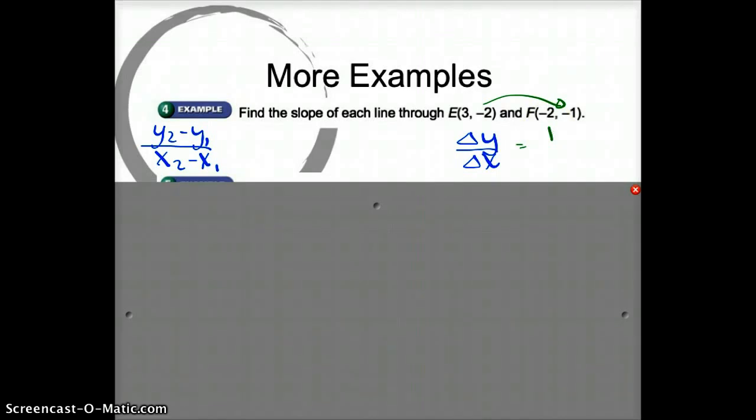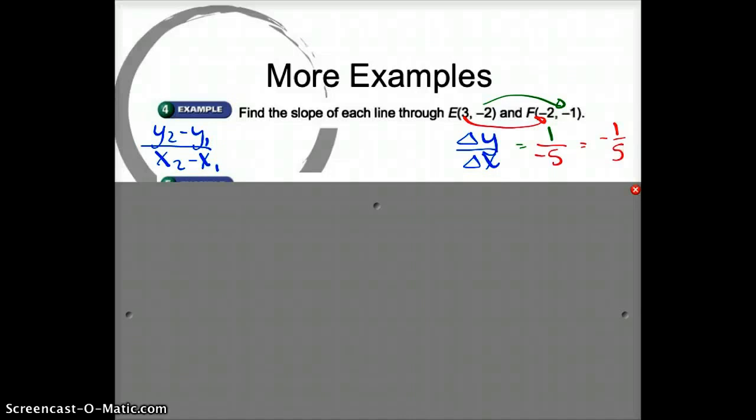And then the change in x is going from 3 to negative 2, so it starts at 3 and goes all the way down to negative 2, it goes down 5. So I think 1 over negative 5 or negative 1/5, that should be my slope. Okay, I'm going to try it with my slope formula and see if I get the same answer.